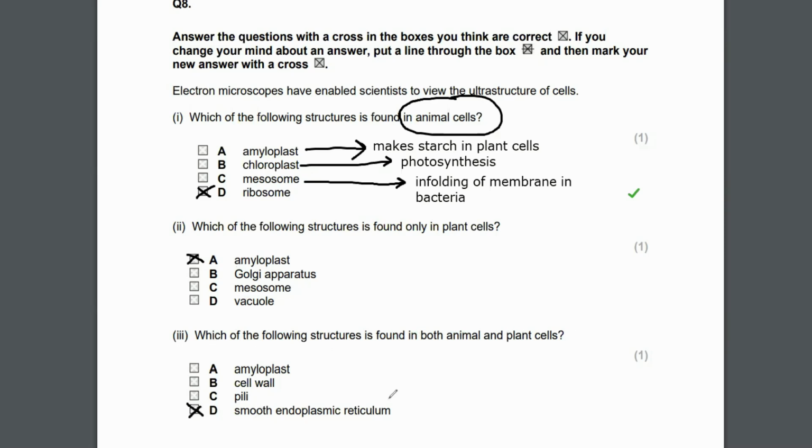Which of the following structures is found in both plant and animal cells? Well, you get the smooth endoplasmic reticulum. It's going to make lipids for your waxy cuticle in plants. It's going to make lipids for cell membranes in both types of cell, and lipids for energy storage. So there we go, your smooth endoplasmic reticulum.